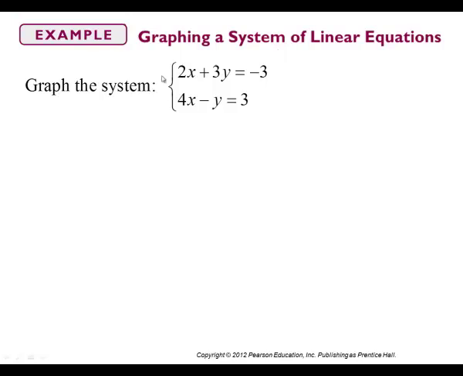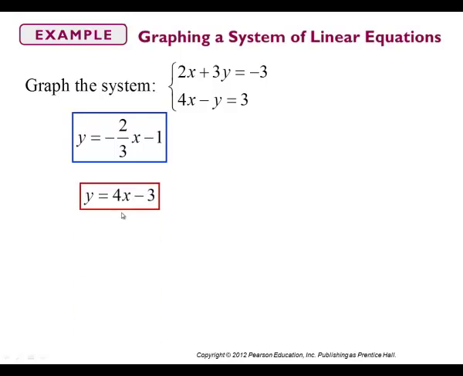So let's say we wanted to graph. One way we can find a solution is by graphing the system. And we do that by isolating the y and putting it in slope-intercept form. So for the first equation, subtract 2x from both sides, divide everything by 3, and we get y equals negative 2/3 x minus 1. Here, if we were to add 4 to both sides and then divide everything by negative 1, we get y equals 4x minus 3.